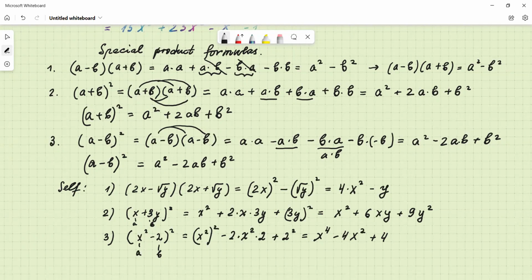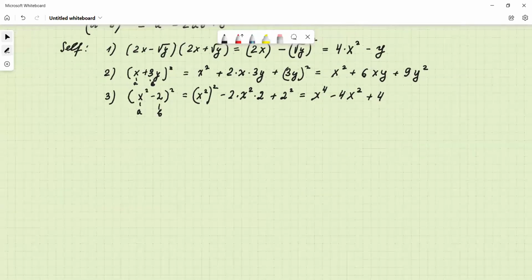So now let's try factoring common factors, another interesting thing we can do with algebraic expressions.